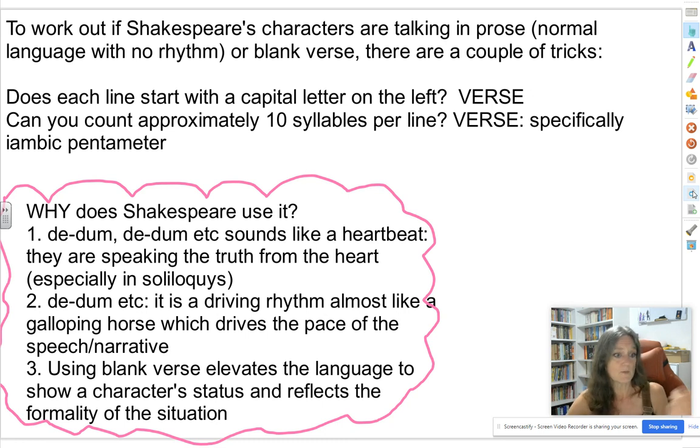The other reason, which kind of goes with that, is that when we talk naturally, because our heartbeat drives everything we do, we naturally talk in a kind of iambic rhythm. Probably won't be a pentameter, but it is that dum dum dum. It's quite a rhythmic way of talking. It sounds quite like natural human speech. The second reason is that the dum dum dum creates quite a driving rhythm.